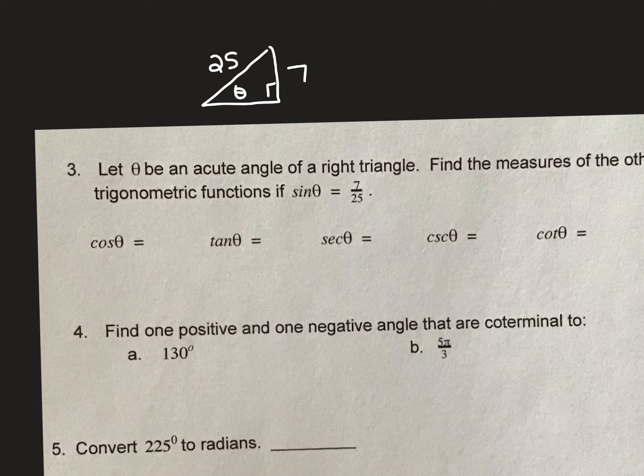So you've got to know where to put your numbers, right? It's opposite over hypotenuse. So let's do Pythagorean theorem to find the other side. I'll do a squared again, plus 7 squared, which is 49, equals 25 squared, which is 625. Move the 49 over, you get 576. Take the square root, you get 24. So that other side, this bottom side down here, is 24.